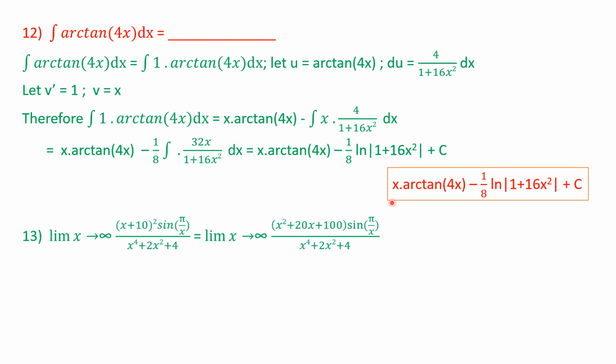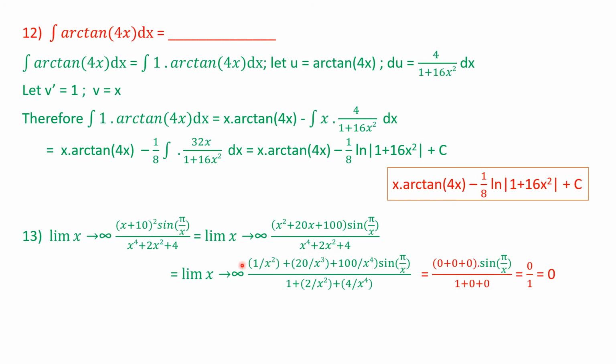The next question is question number 13. For number 13, we have to do the limit as x goes to infinity of (x plus 10) to the power 2 multiplied by sine of pi divided by x, and the denominator will be x to the power 4 plus 2x squared plus 4. So first of all, we have to expand this term. So it's going to be x squared plus 20x plus 100 multiplied by sine pi divided by x, divided by the denominator, which is x to the power 4 plus 2x squared plus 4.